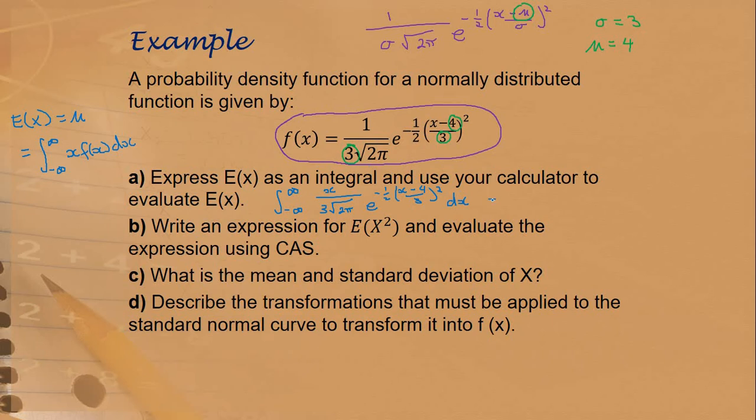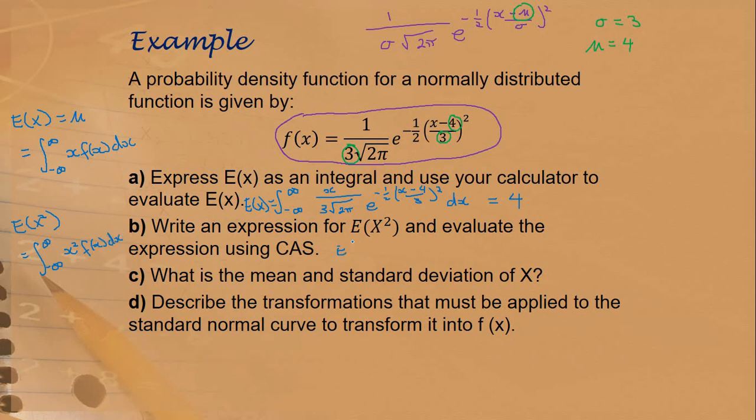So that means here that our E of x, or our mean, is equal to 4, which we did already know, but we're clarifying it. Now we want to find E of x squared. When we're doing E of x squared, that just means that this time I'm putting x squared multiplied by my function, so x squared multiplied by the function dx.